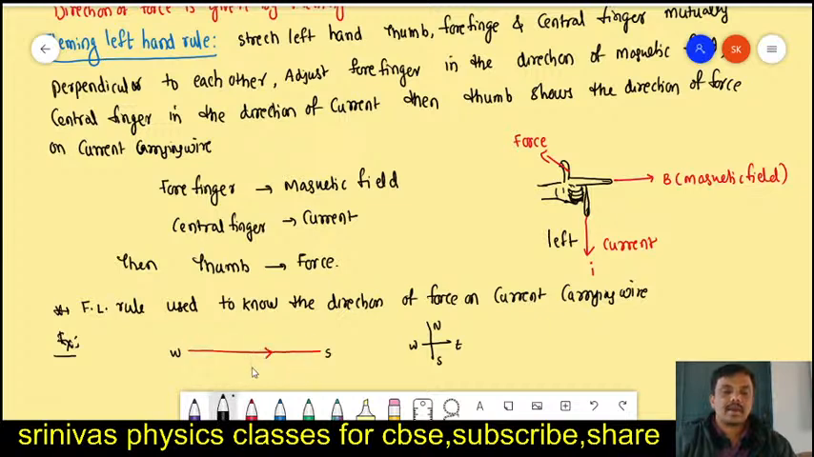So we applied the magnetic field. The earth's magnetic field is like this, the direction of the earth's magnetic field, south to north. This is the current carrying wire. Then how do we know the direction of the force? Or otherwise, I will give a simpler example.